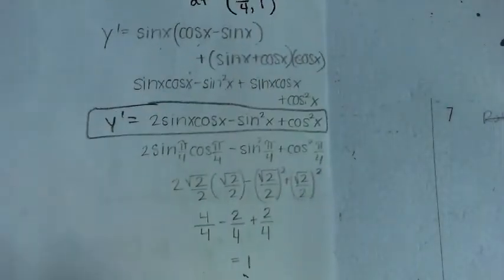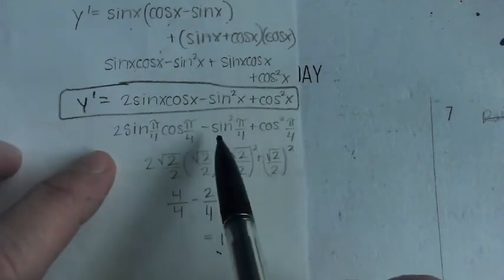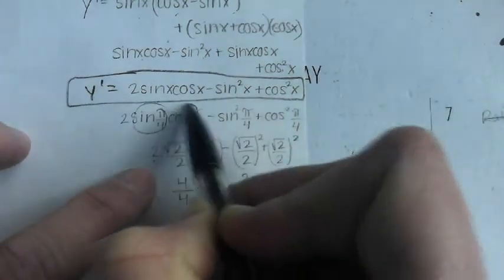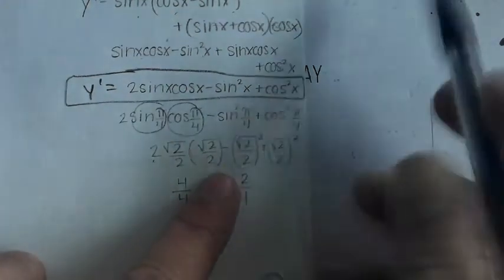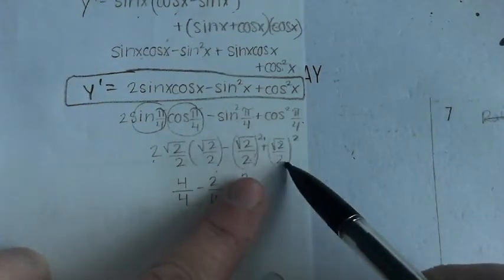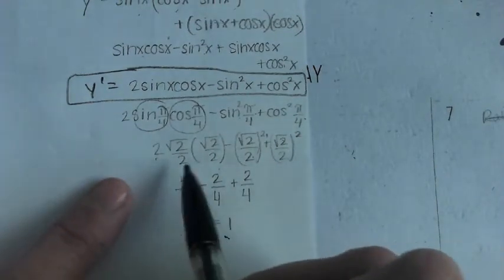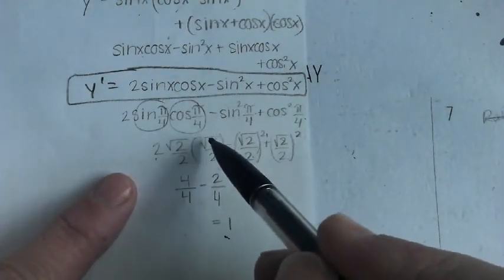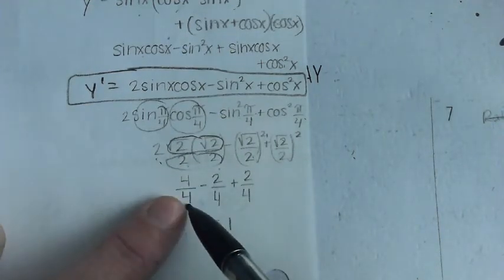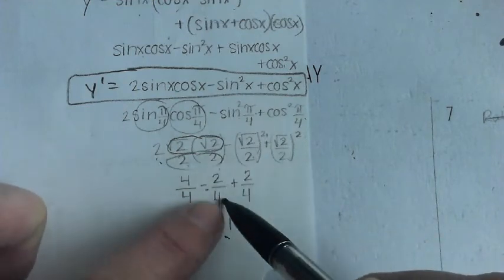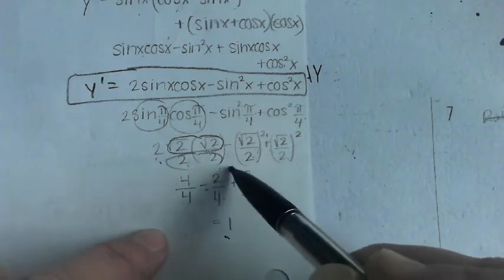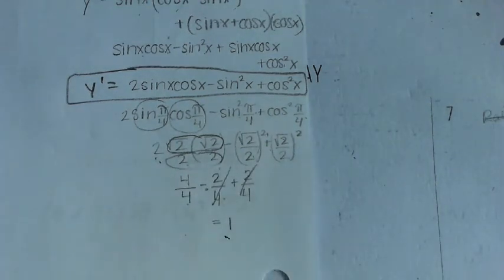So from here, evaluating is just plugging in pi over 4: 2 times sine of pi over 4 times cosine of pi over 4, minus sine squared of pi over 4, plus cosine squared of pi over 4. The sine of pi over 4 is root 2 over 2. The cosine of pi over 4 is root 2 over 2. The sine is squared in one term and the cosine is squared in another. So we end up with 2 fourths times 2 is 4 fourths. Minus, when you square this, you get 2 fourths. Plus, when you square that, you get 2 fourths. So the minus 2 fourths and the plus 2 fourths cancel, and it's just 1.